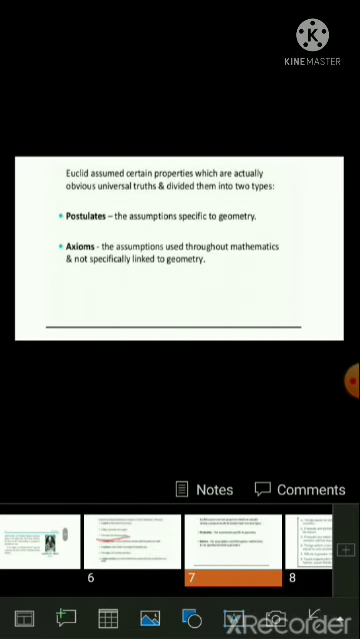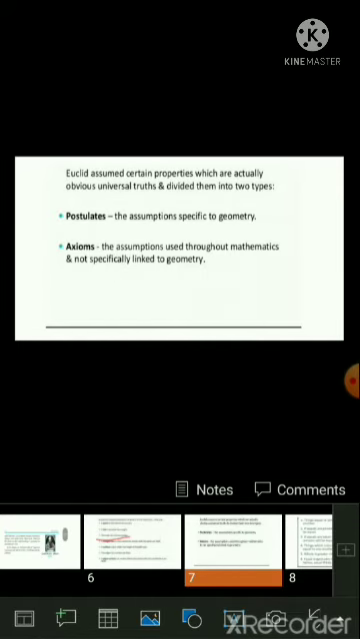Now comes the main part. Euclid assumed certain properties which are obvious universal truths, and divided them into two parts, that is postulates and axioms. Firstly we will learn about the axioms, then we will learn mostly about the postulates.